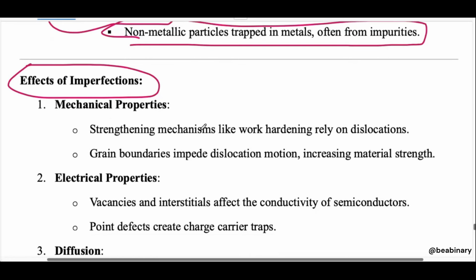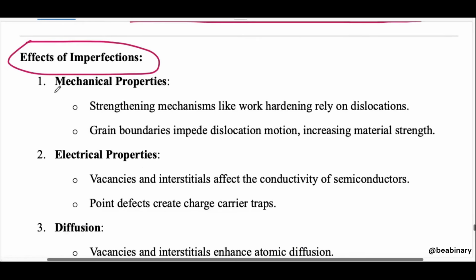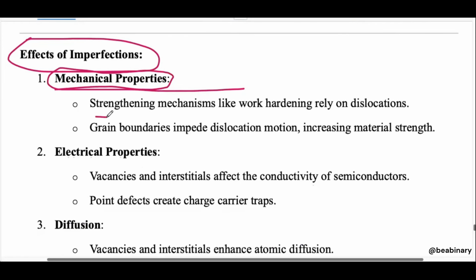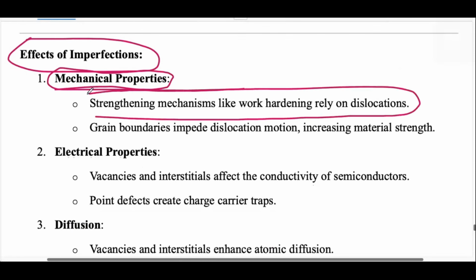Okay. So look here quickly. The first one is mechanical properties. All the examples that we have taken above are coming from the mechanical properties. So strengthening mechanisms like work hardening rely on dislocations. Okay, so the work hardening process is basically done to remove your dislocations so that your material will get strengthened. So the effect is that strength will get compromised.